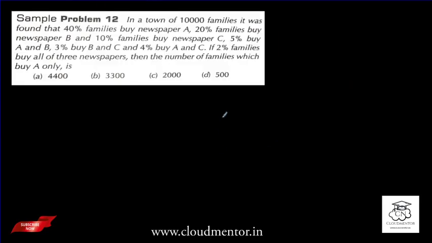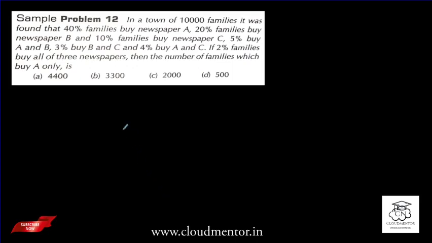In a town of 1000 families, it was found that 40% of families buy newspaper A, 20% families buy newspaper B, and 10% families buy newspaper C. 5% buy both A and B, 3% buy both B and C, and 4% buy A and C. If 2% families buy all of these three newspapers, then the number of families which buy A only is, we have to find that.